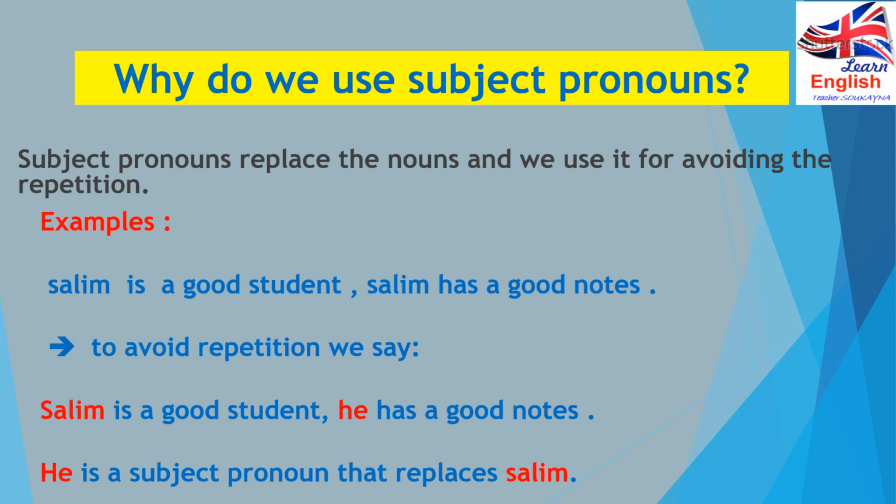إذن ما هو دور ضمير الفاعل؟ دور ضمير الفاعل هو كما قلنا عدم إعادة نفس الاسم واجتناب التكرار. كما نرى هنا في هذا المثال Salim is a good student. He has a good notes. فهي هنا عوضت سليم، وبهذا نكون قد تجنبنا إعادة نفس الاسم في نفس الجملة.